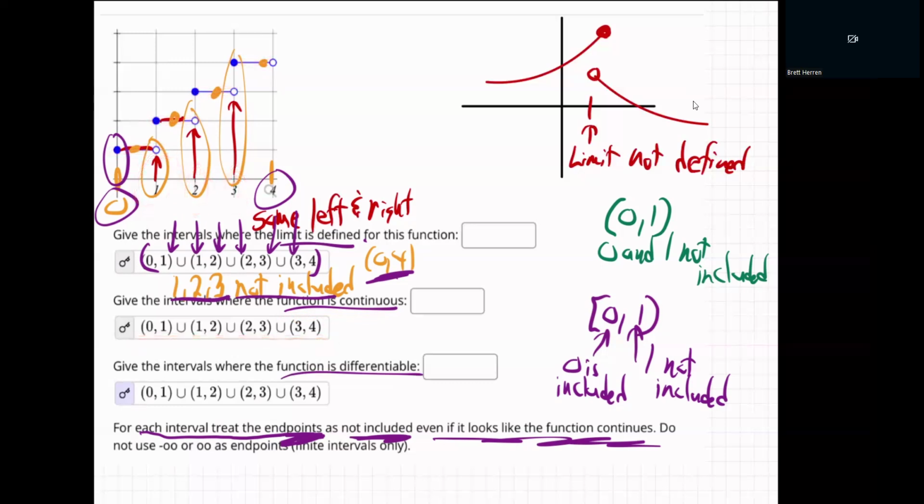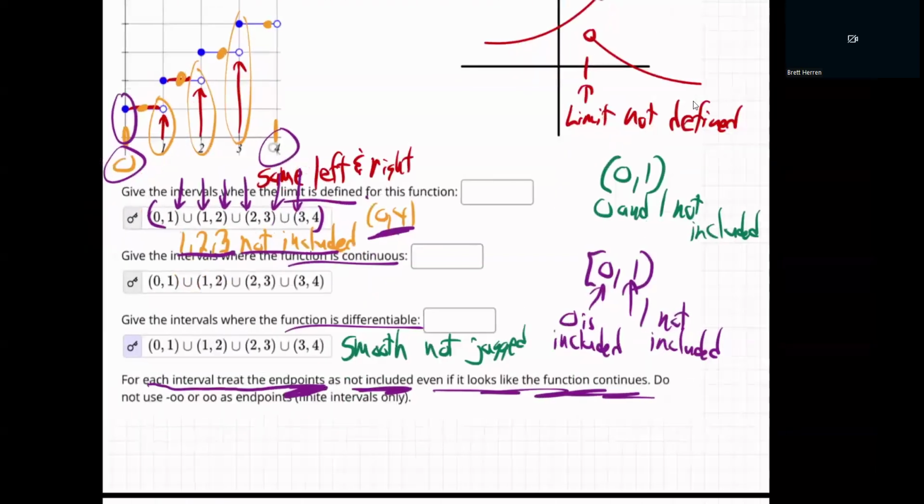And then the final one, differentiable. That might be a new word for you. That means smooth, not jagged. So for a function to be differentiable means it's smooth, not jagged. Let me show you an example. Say I've got a function that goes like this, and then right there, see how that's a jagged spot? We would say right there it's jagged, it's not smooth, it's not differentiable. So to be differentiable means to be smooth.